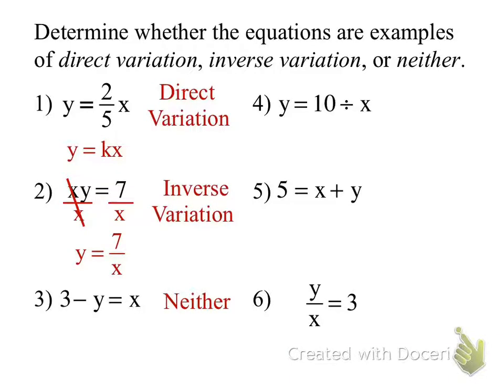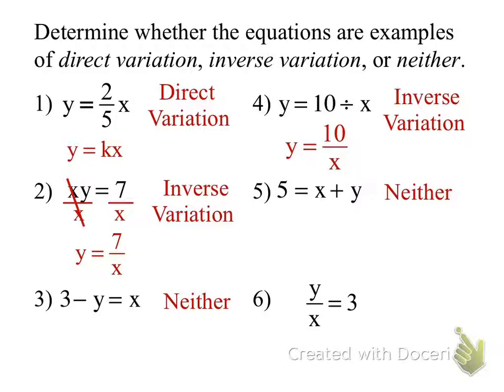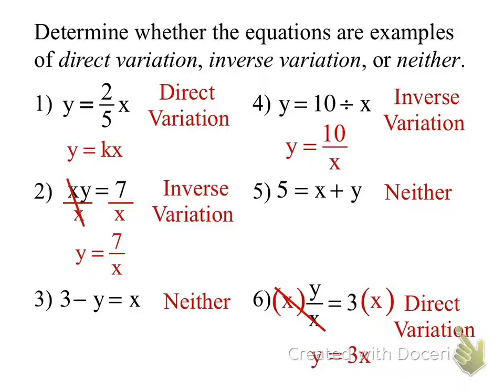Number 4, Cubby. Inverse variation, because all it's really saying is y equals 10 over x. Next one, LaCour. It is neither. Number 6, let's go. Direct. Multiply both sides by x, and we end up with y equals 3x. So everybody understands what the equations look like, right?